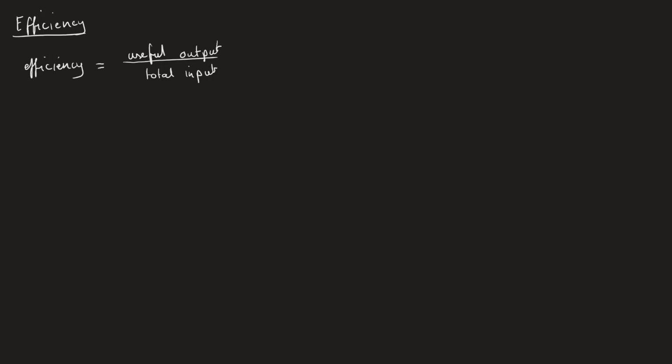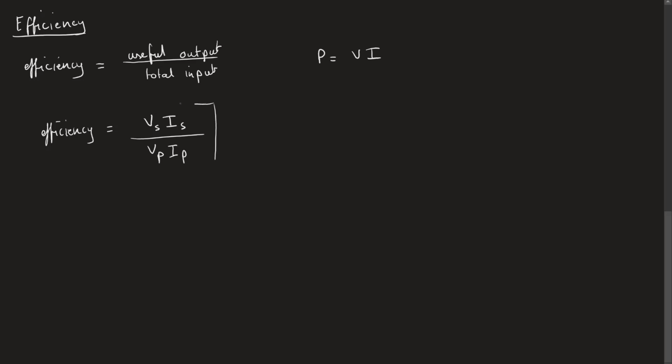Okay, now we also know that we can calculate power by saying power is equal to the potential multiplied by the current. Okay, so I can say that my efficiency of this is going to be the useful output, which is the potential across the secondary coil, multiplied by the current across the secondary coil, divided by the total power input, which was the amount of electrical energy that we had on the primary coil. So this was Vp Ip. And this is on your formula sheet as a calculation for the efficiency.